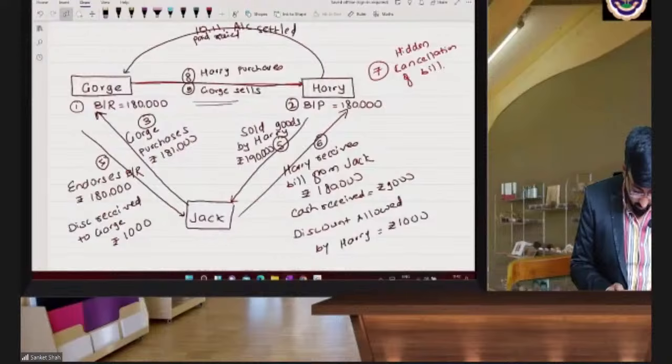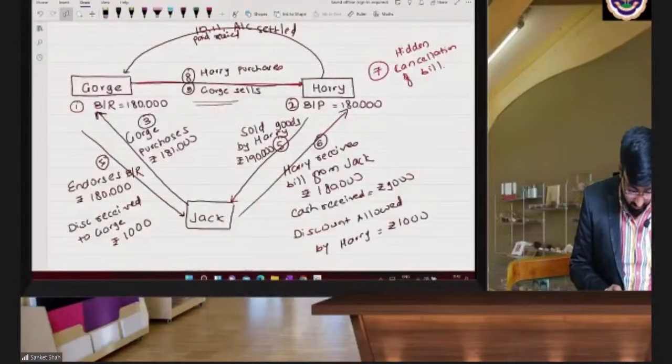Got it, got it, got it. It's understood, sir. Ritu Pandey, Harshita, very good. I'm confused with the last entry because Jack settles Harry's account, then Harry needs to pay George.